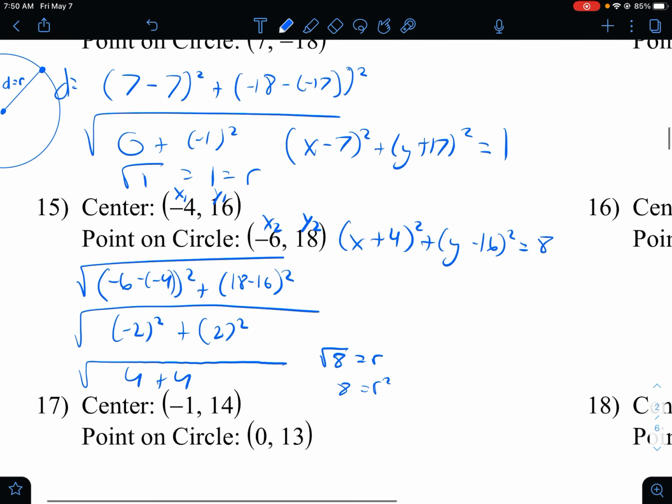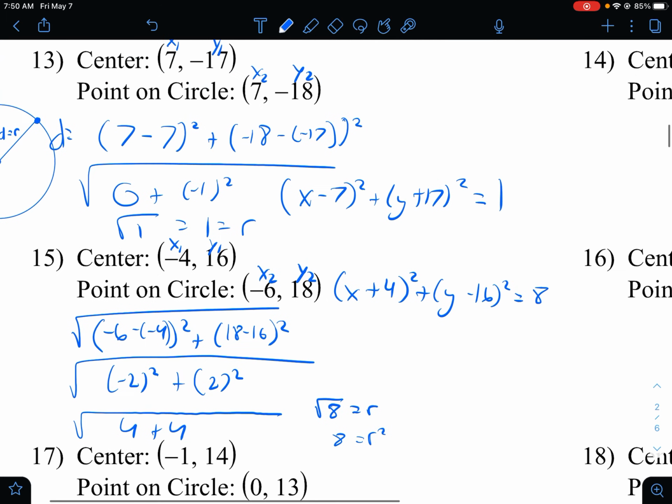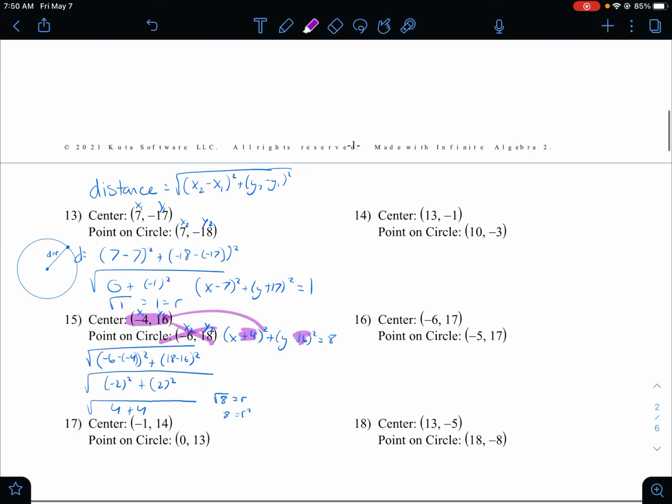Now, one thing I want to point out, make sure that you put your center as your points. Do not use the point on the circle, because with the equation, you have to put it in, right, h and k are the center, not a point on the circle. So you have to make sure that you are using your center point here, not your point on the circle. All right, you guys are doing great.